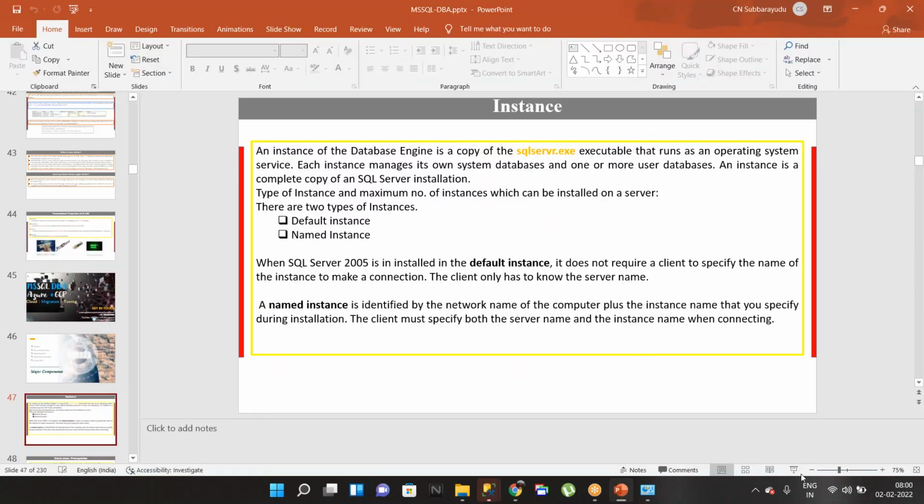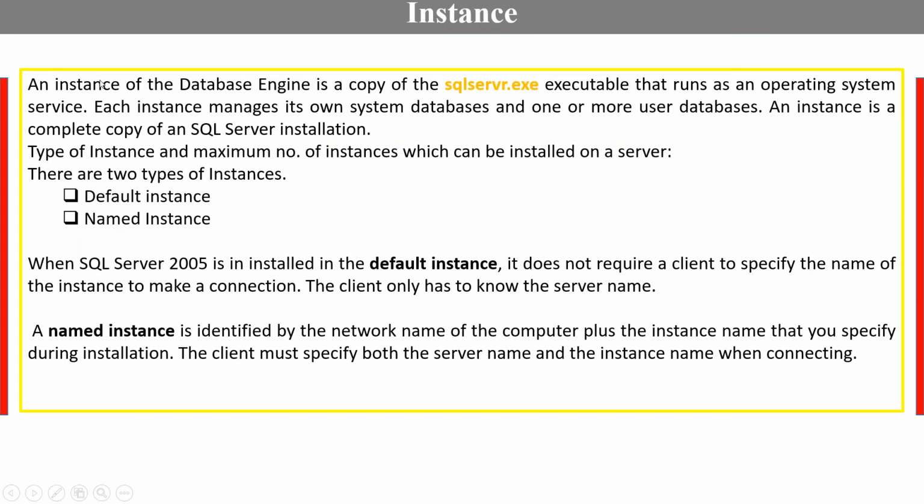But Microsoft came up with a concept called an instance. An instance is a copy of the SQL Server.exe executable file that runs as an operating system service. Whenever you are installing SQL Server, every instance contains a unique SQL Server.exe executable file, followed by a lot of exe files and DLL files. Try to understand the logic: every SQL instance has its own unique exe.